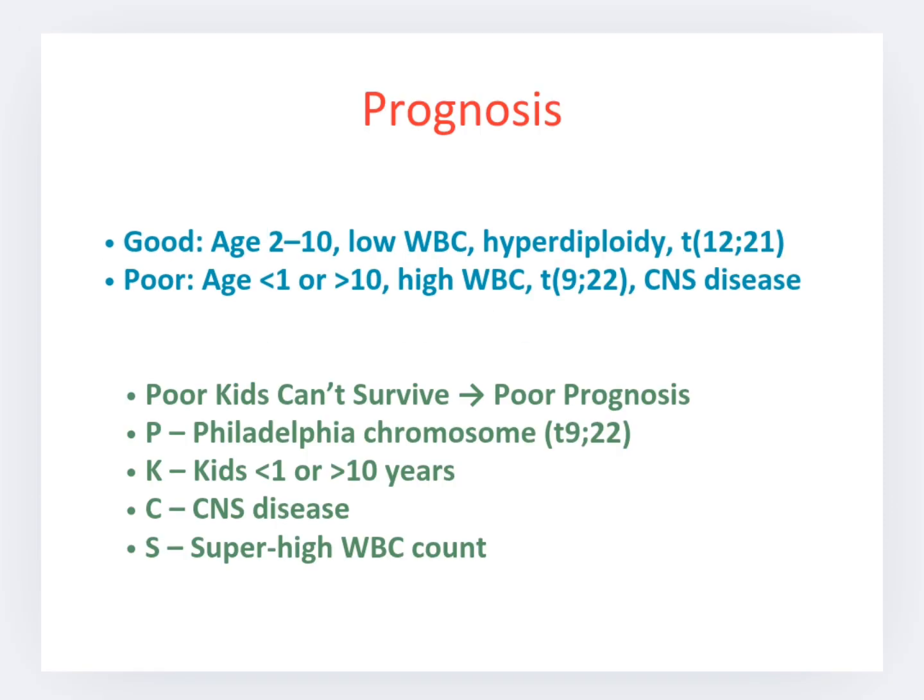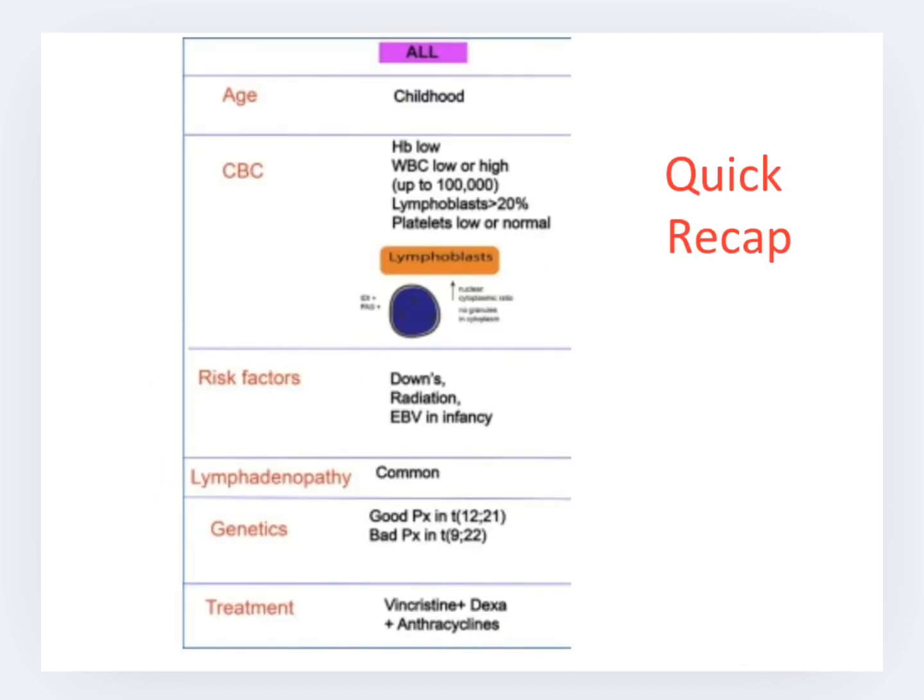Now prognosis. Good prognosis is whenever the patient is aged between 2 to 10 years, with low WBC, hyperdiploidy and t(12;21) mutation. While for poor prognosis, we can remember by a trick: PKCS, poor kids can't survive. P for Philadelphia chromosome, which is t(9;22), K for kids less than 1 or more than 10 years, C for CNS disease, and S for super high WBC count. These all parameters have poorer prognosis.